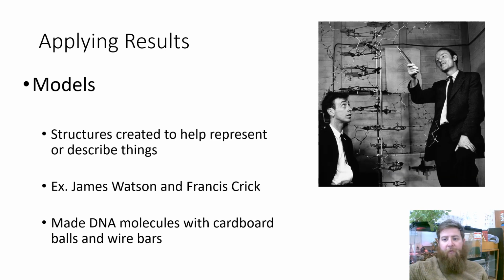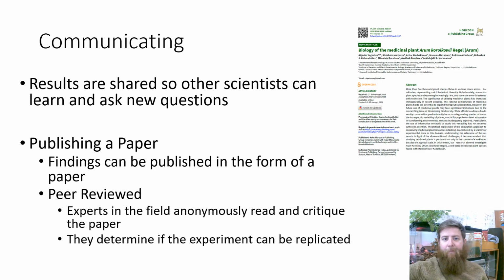Then you apply the results. You can create models, things to help you represent or describe the things that you've been experimenting on. This really famous one by Watson and Crick here. This is the DNA molecule here with cardboard balls and wire bars. Posters are a great model. Graphs can be a good model, pie charts, things like that. Just anything to help you explain the results of the experiment and pass that information on.